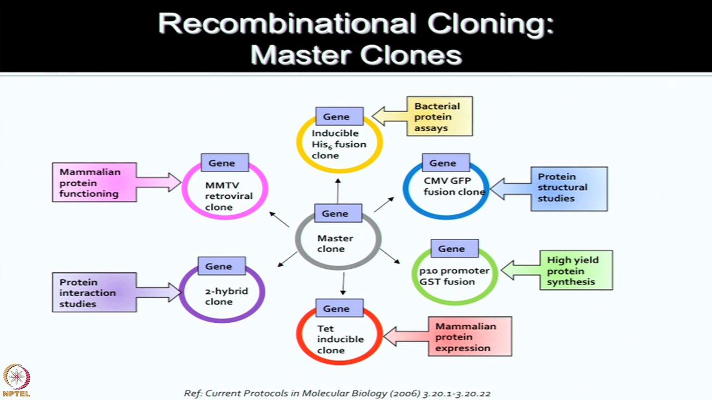You can use different types of vector backbones and move your gene of interest to any of them in a single reaction. The beauty of this is that the reaction is very efficient and the gene just replaces the cassette. So you need not do sequencing to verify proper insertion of the gene of interest, although it is a good idea: if you are doing 100 genes in recombinational cloning, you should pick at least a few and sequence them, but the reaction is usually very specific.